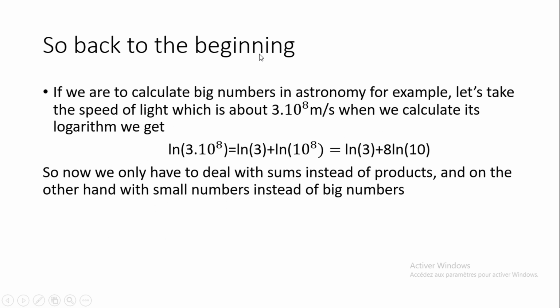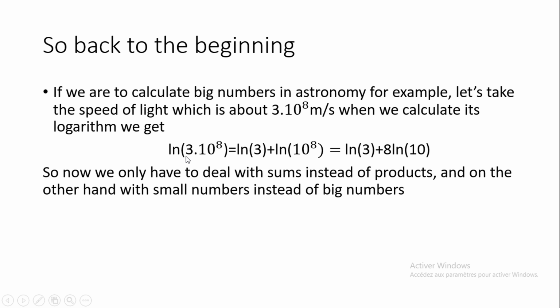So back to the beginning to verify if the things we wanted are really here. So if we are to calculate big numbers in astronomy, for example, let's take the speed of light, which is about 3 times 10 to the power 8 meters per second. When we calculate its logarithm, we get the logarithm of 3 times 10 to the power 8 is equal to the logarithm of 3 plus the logarithm of 10 to the power 8.